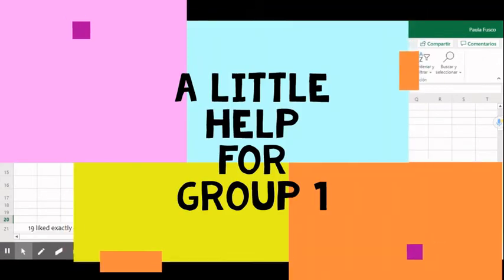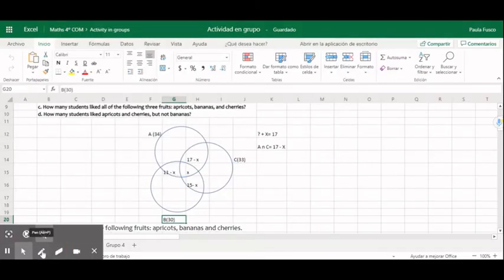A little help for group 1. Yesterday we were dealing with this exercise, but we were a bit stuck, so I decided to leave it alone, and we continued with another exercise. But I would like to show you the first steps in order to help you to solve, okay?